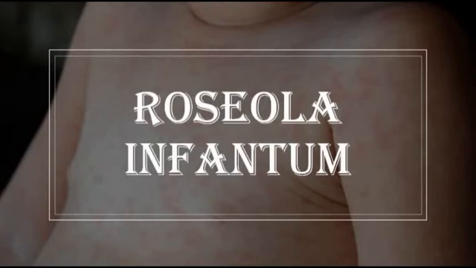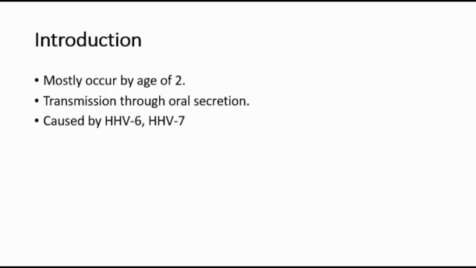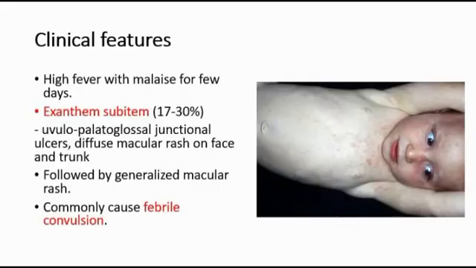Today in this video, I'm going to talk about Roseola infantum. For introduction, Roseola infantum mostly occurs in infants by the age of 2 years old, and the transmission is through oral secretion. Roseola infantum is caused by human herpesvirus 6 and 7. And for clinical features, the infants will present with high fever with malaise for a few days.